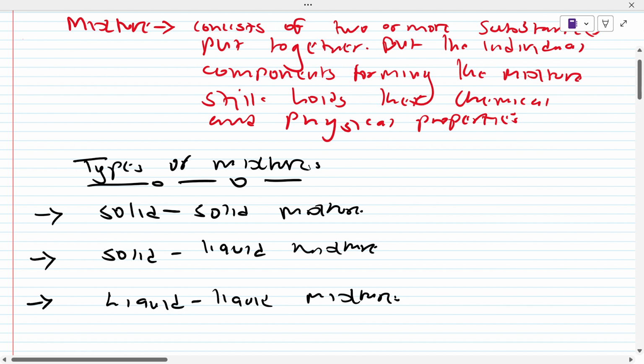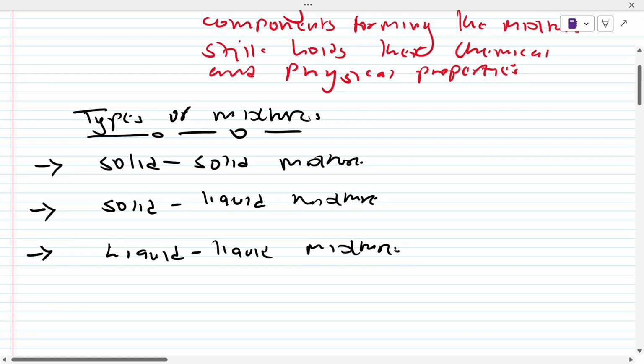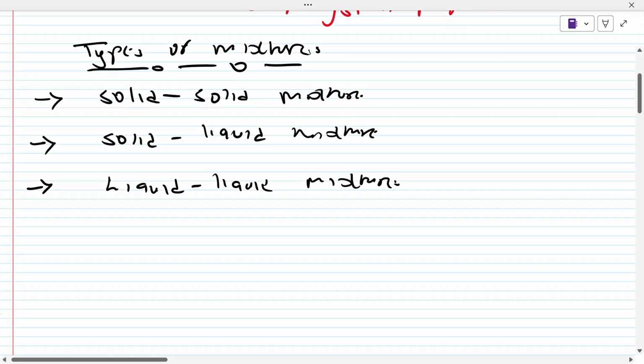Now, as far as these mixtures are concerned, I'm going to give you varieties of them and different examples and techniques that can be used to separate them. I'm going to start with the first one, which is the solid mixture.